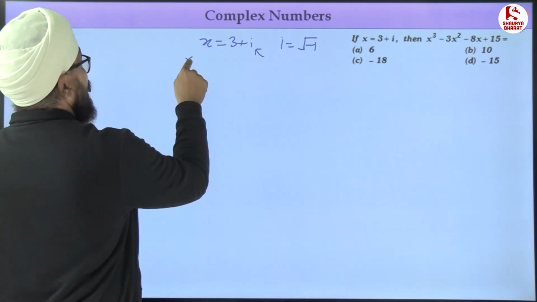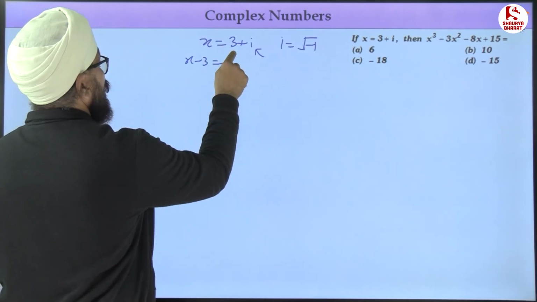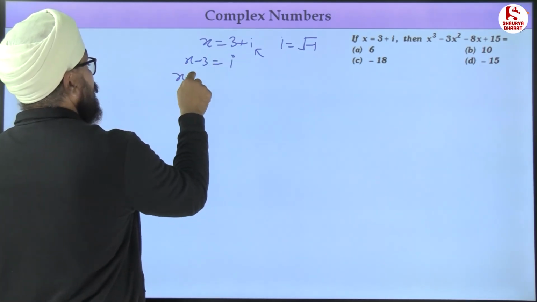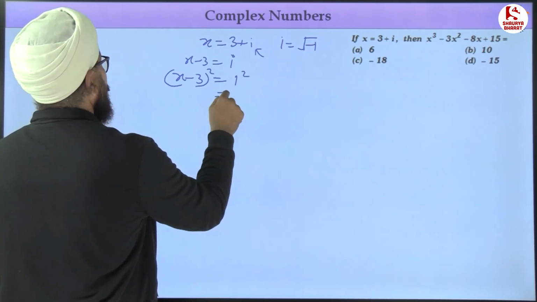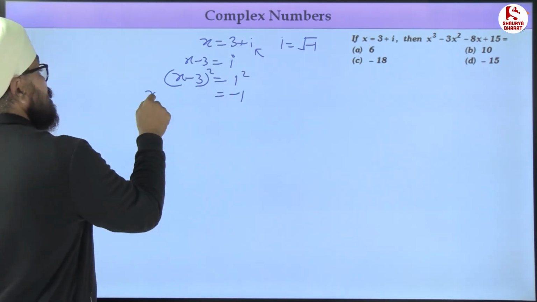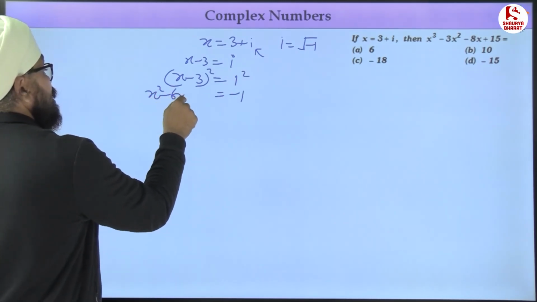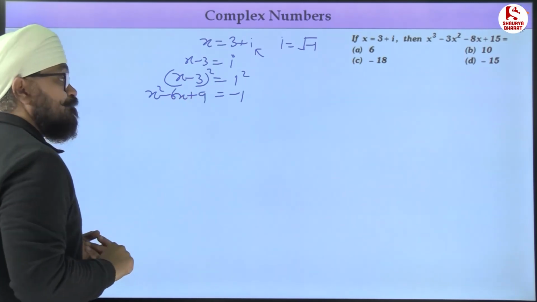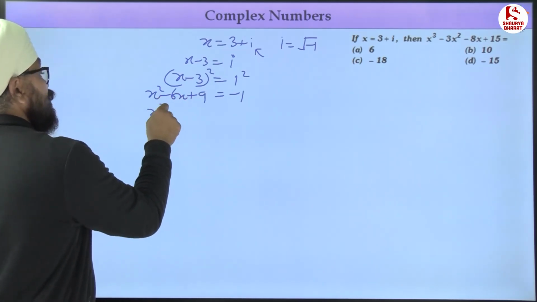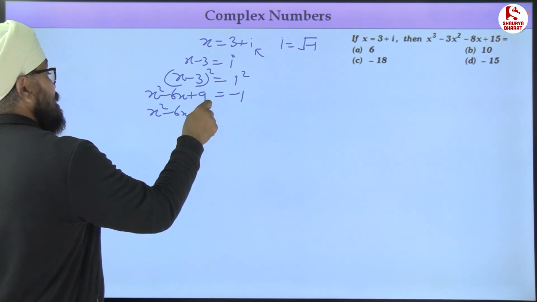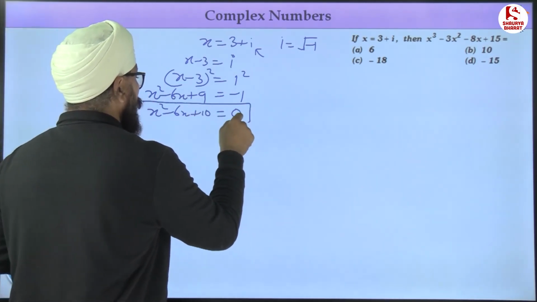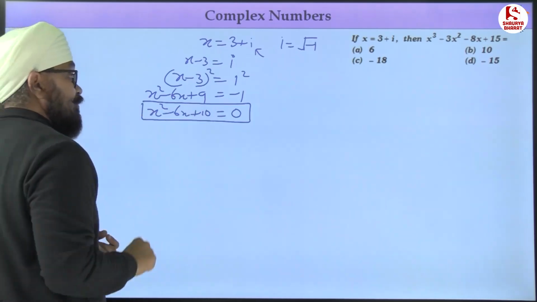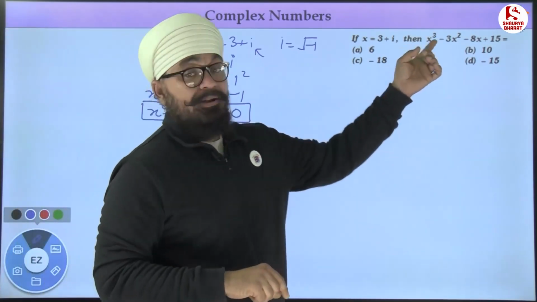First I will write x − 3 = i, then square it. It becomes (x − 3)² = i². Since i² is −1, this is x² − 6x + 9 = −1. So that means x² − 6x + 10 should be equal to 0. So we got a polynomial whose value is 0, and we are looking for a bigger term.